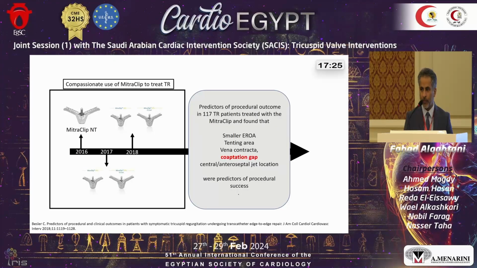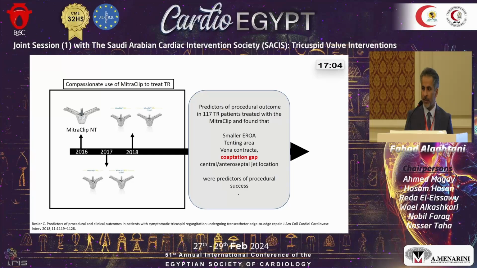So we moved from case series to analysis. Besler et al. assessed the predictors of procedural outcome in 117 patients treated with a mitral clip and found that a smaller EROA, tenting area, vena contracta, coaptation gap, and the presence of a central and anteroseptal jet were all predictors of procedural success.